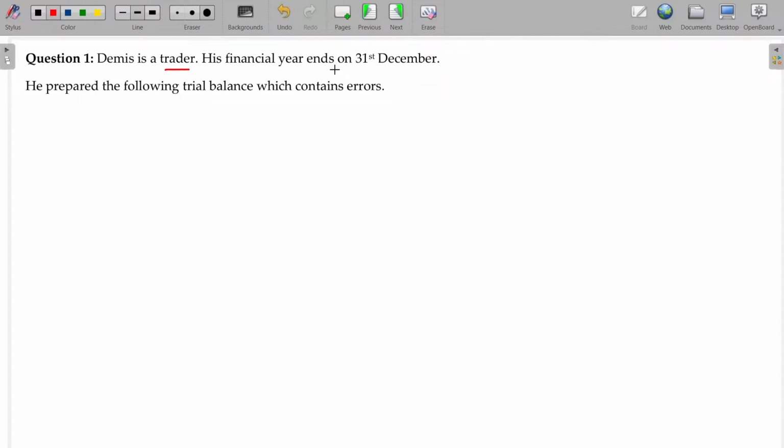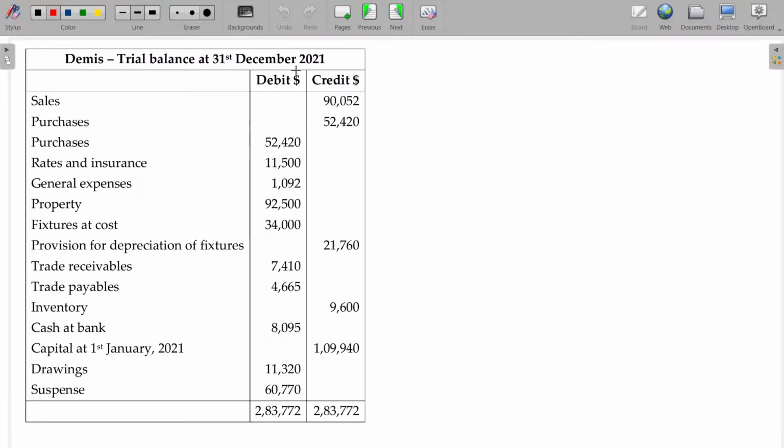Dimis is a trader. His financial year ends on 31st December. He prepared the following trial balance which contains some errors. Now it's your duty to rectify the errors. Dimis's trial balance has errors, and he keeps the difference in the suspense account. If you see an error, most of the time, though not necessarily, it will be posted in the suspense account.